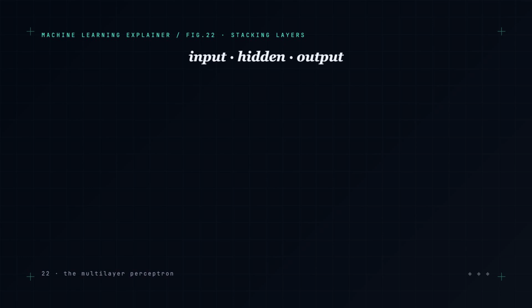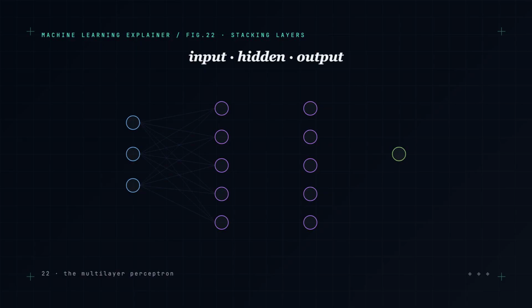Now stack layers in sequence. The first is the input, the last produces the output, and the layers in between are the hidden layers, the heart of the network. Each hidden layer takes the features from the layer before and combines them into richer ones. Input, hidden, output, that's the multilayer perceptron.